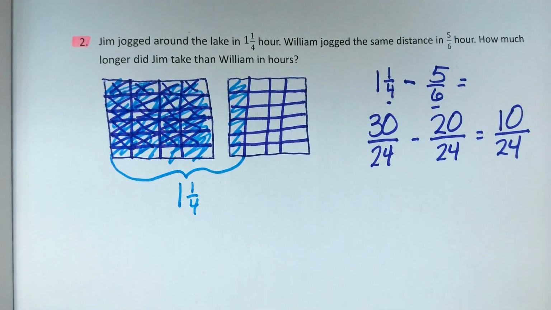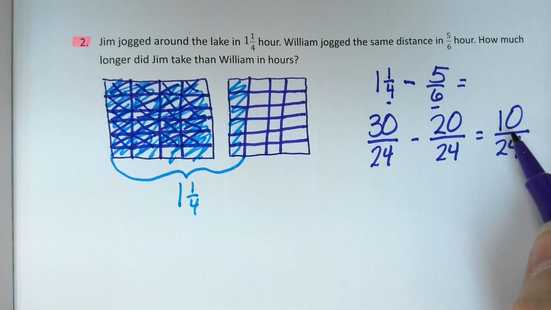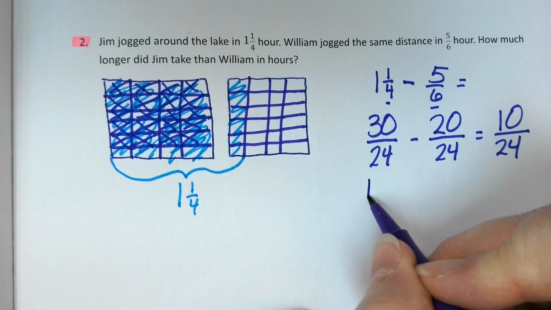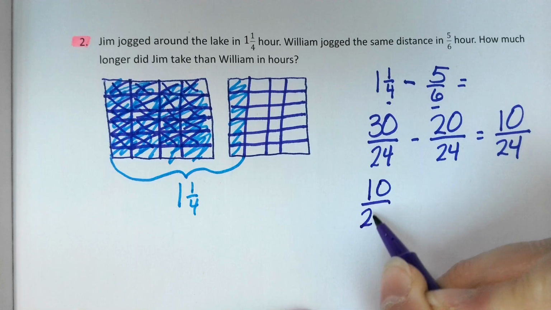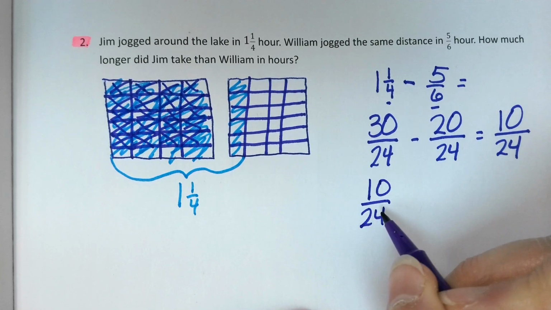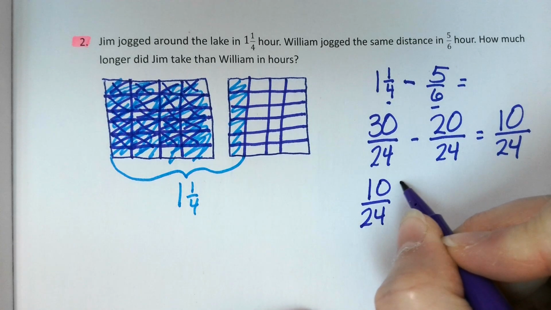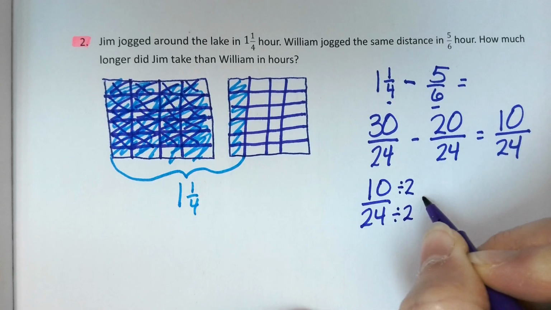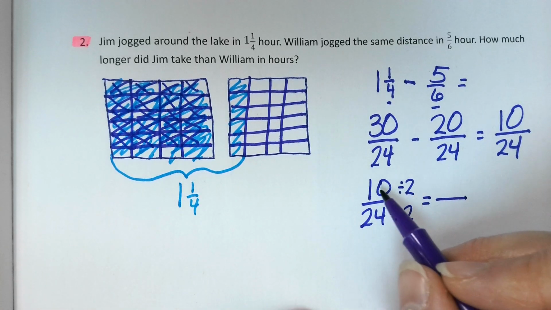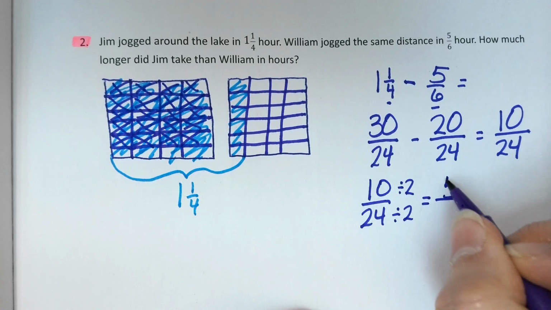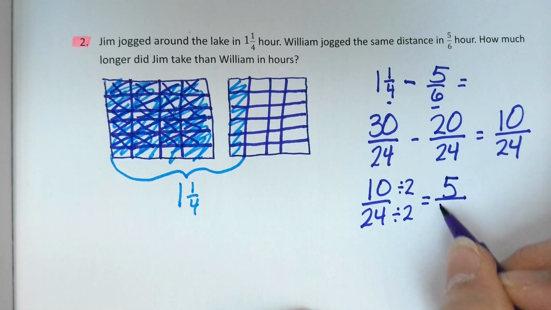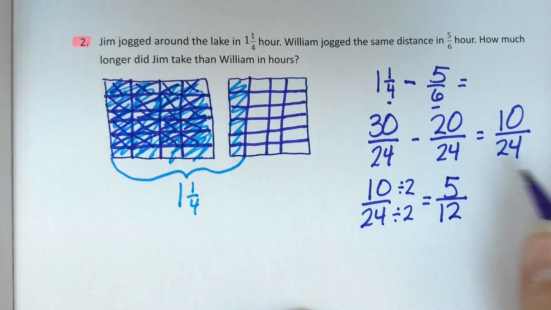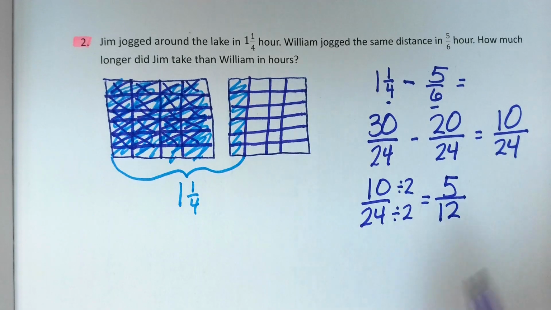And what we learned today is that this may not be the simplest answer. 10 twenty-fourths are both even numbers, so they should be divisible by 2. 10 divided by 2 is 5. 24 divided by 2 is 12. 5/12ths, and 5 and 12 do not have a common factor.